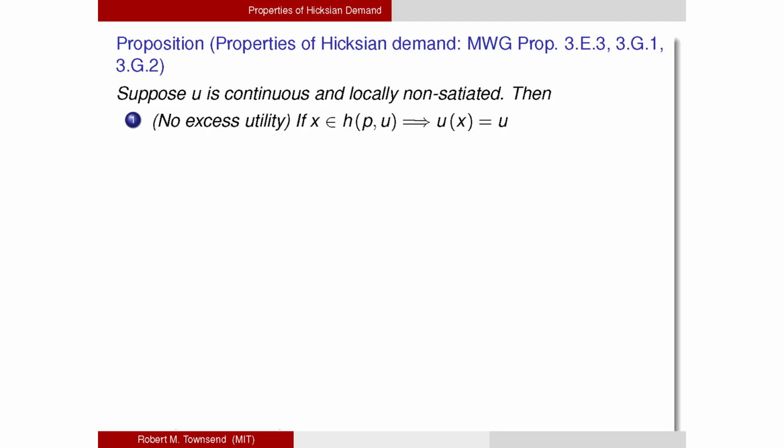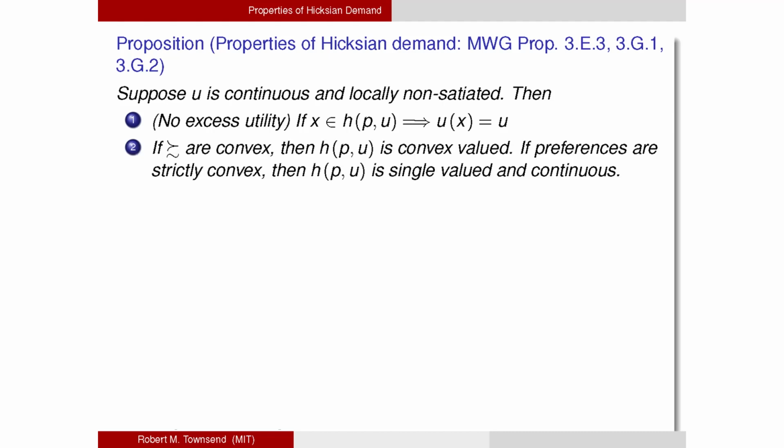That is to say, the X's, which are part of the solution to the minimizing expenditure problem when substituted into the utility function, generate U exactly. If preferences are, number 2, convex, then these minimized Hicksian demands are convex valued, entertaining multiple solutions that minimize expenditure for given P and U.